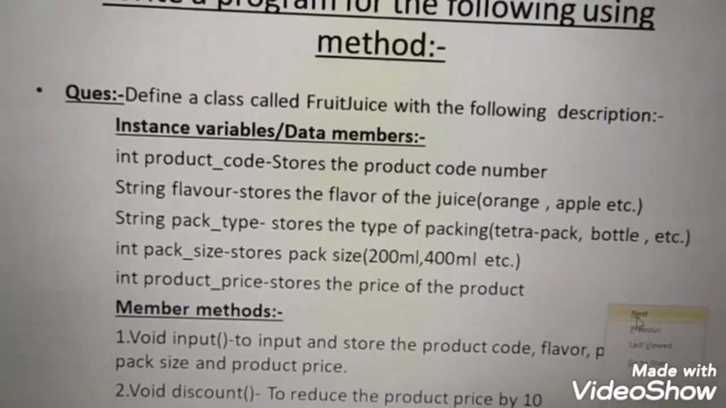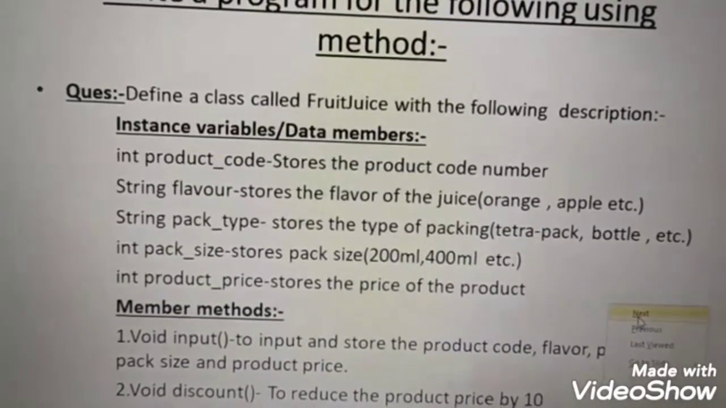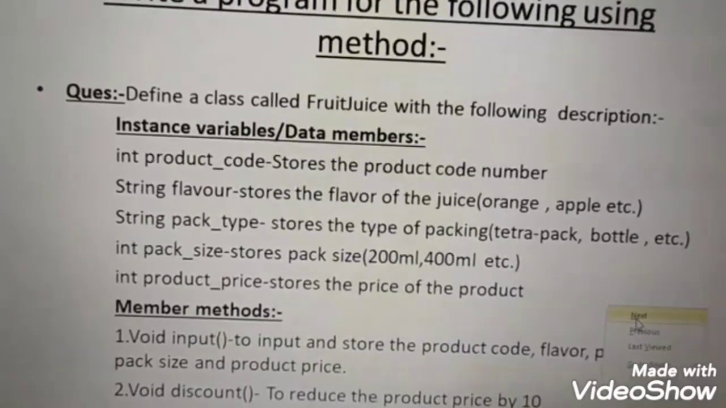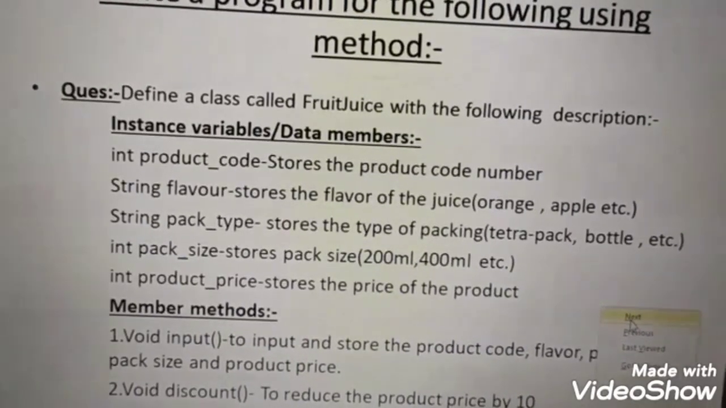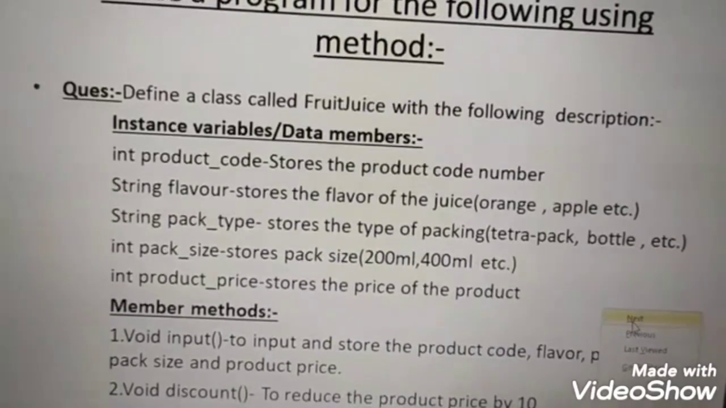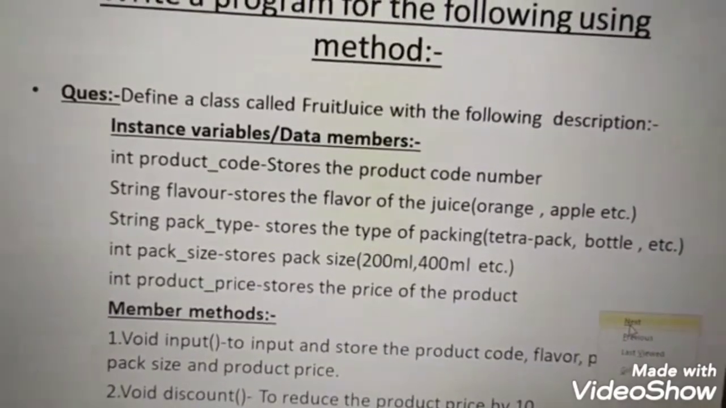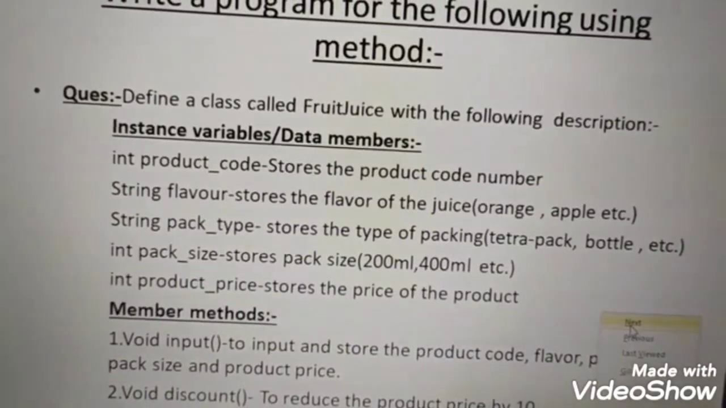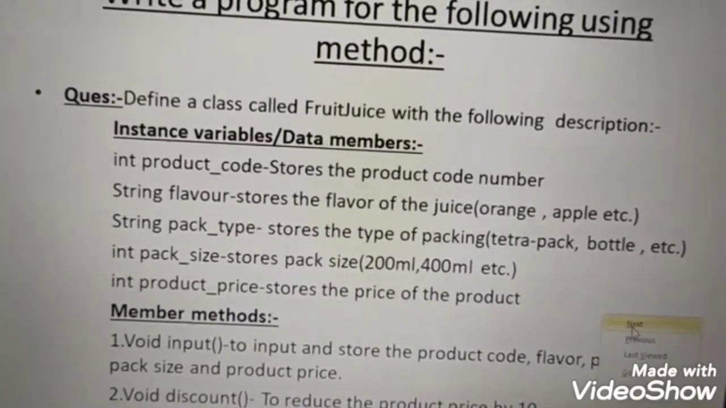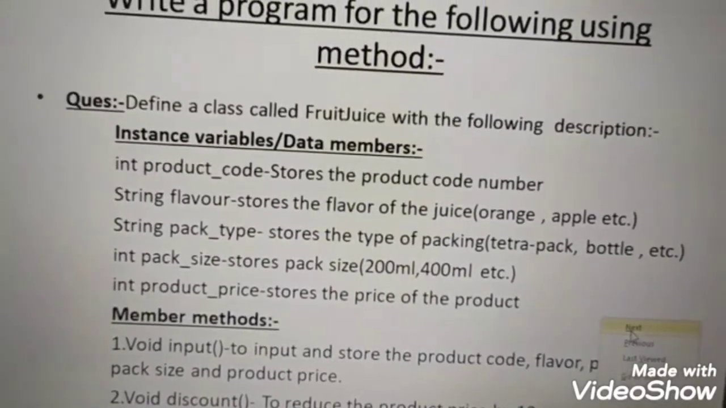The product code stores the product code number. Flavor stores the flavor of the juice, that is orange, apple, like this. Pack type stores the type of packing, tetra pack or bottle, and pack size stores 200 ml or 400 ml. Product price is the price of the fruit juice.